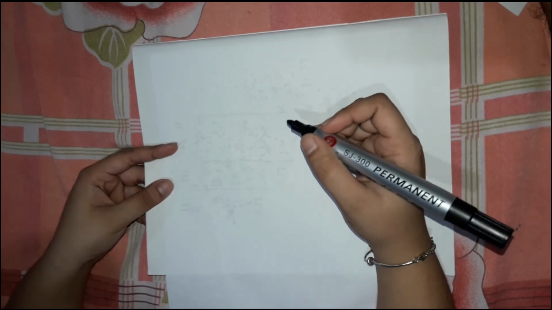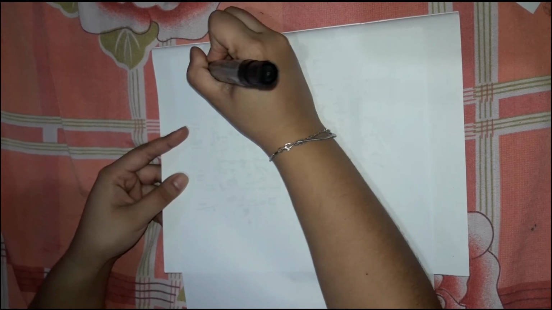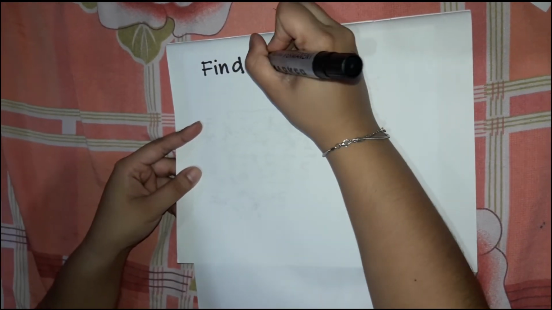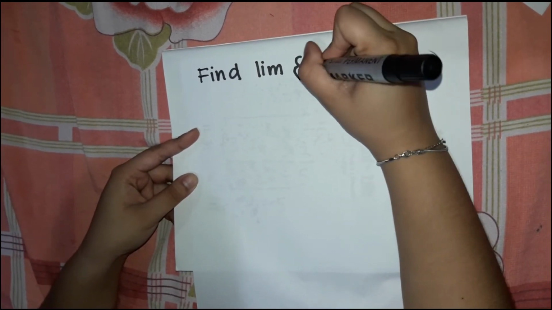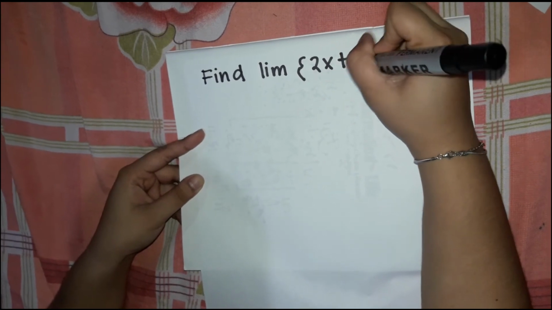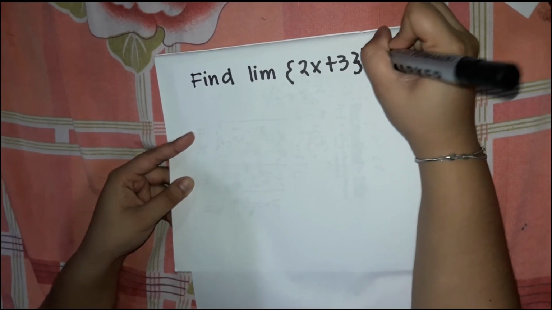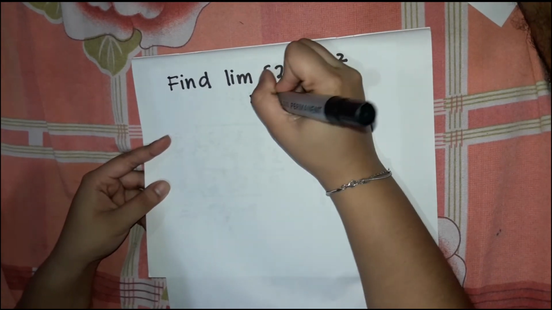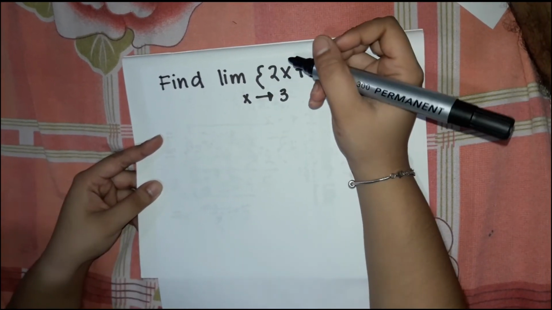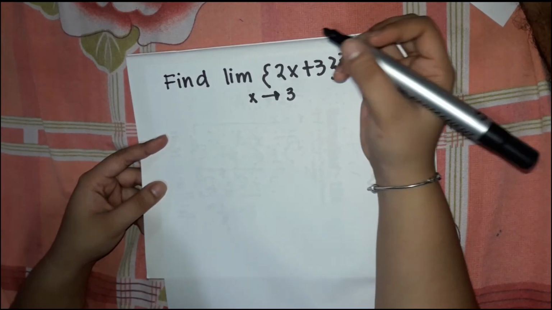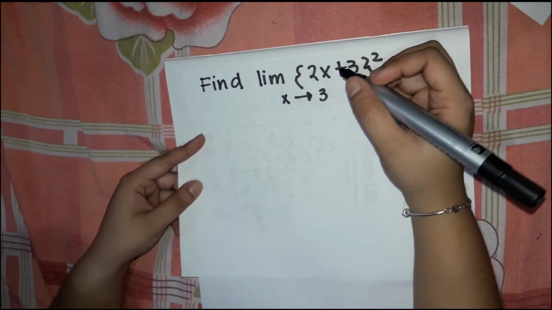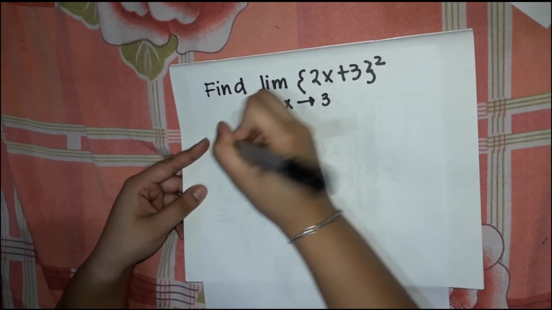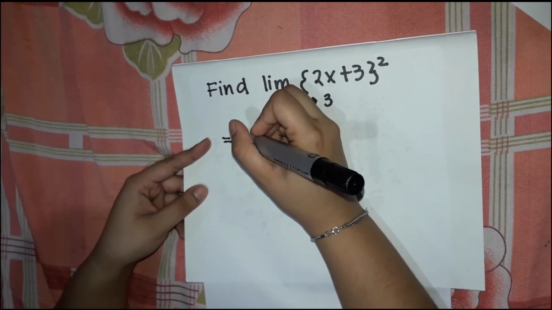And for our last example, find the limit of 2x plus 3 squared as x approaches 3. Again, we use limit number 3 on 2x only, just like in the previous example. We substitute and use the indicated operations.